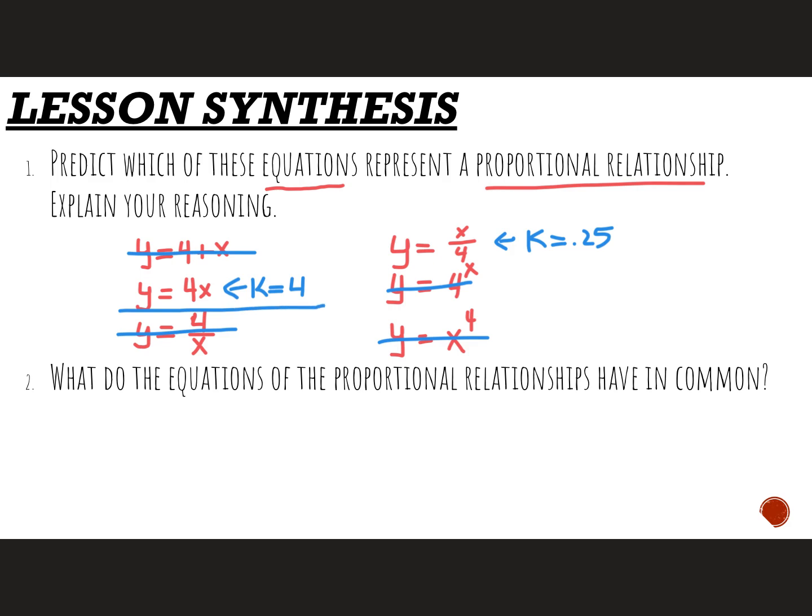We'd have y equals 4x because you're multiplying by 4 each time, and y equals x divided by 4 because you're dividing by 4 each time or multiplying by 0.25. What do the equations of proportional relationships have in common?